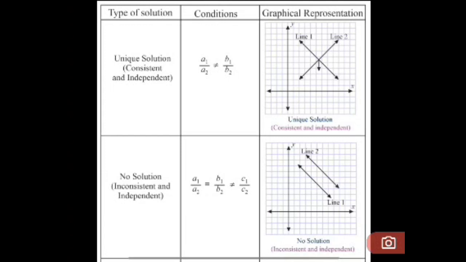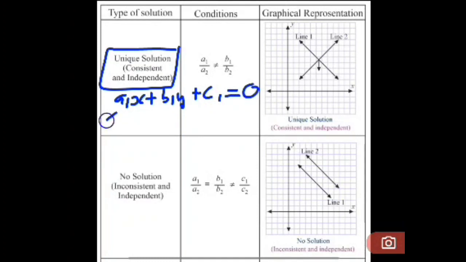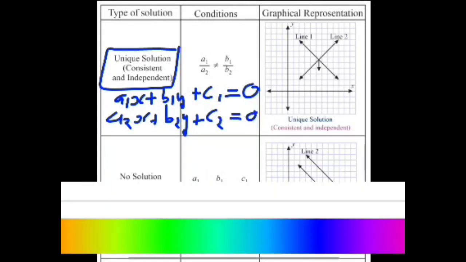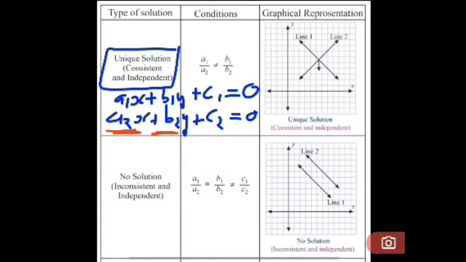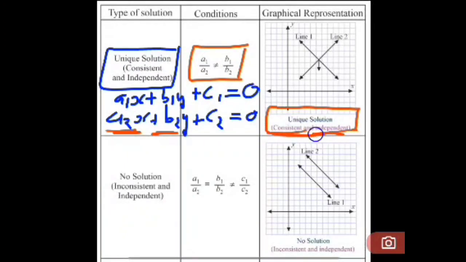okay, now this is also an important part, that is type of solution, conditions and its graphical representation. So for the unique solution, when two linear equations are given, that is a1x plus b1y plus c1 equal to 0 and a2x plus b2y plus c2 equal to 0. In such case you have to find the ratio of these two, a1 by a2 and b1 by b2. If they are not equal, then it is called unique solution. It is also called consistent independent solution, and it is having intersecting lines. Okay, these lines are called intersecting lines. This is very important.